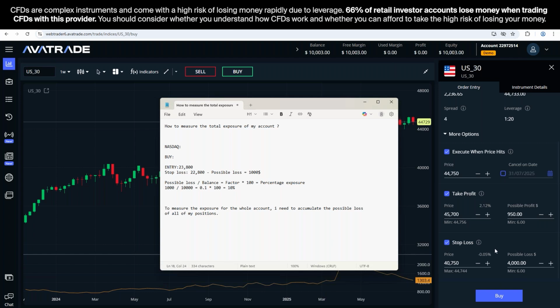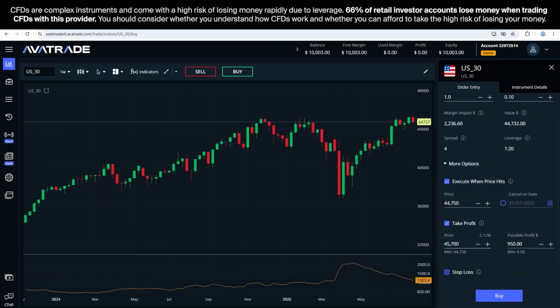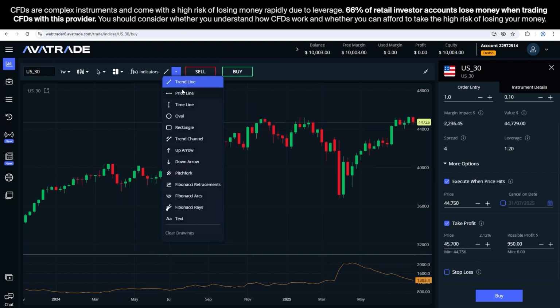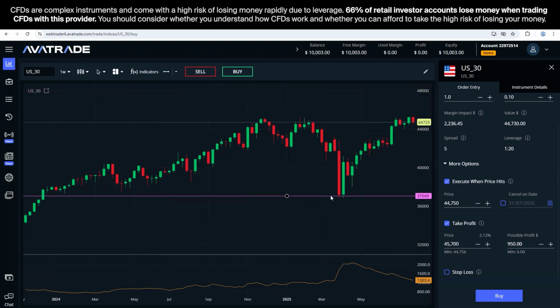And as I said, if I don't use any stop loss, there is no limit to how much I can lose. Okay, if God forbid it gets to here, at the bottom, so let's see.